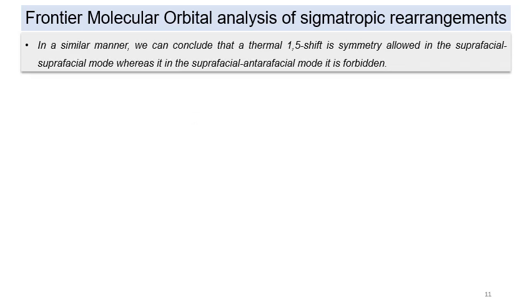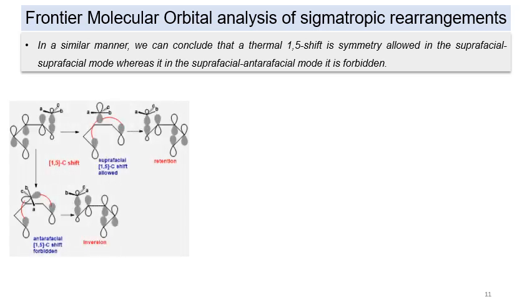What about the thermal 1,5 shift? The thermal 1,5 shift is symmetry allowed in a supra-supra mode, whereas in the supra-antara mode it is forbidden. Again, why? Because of the overlaps in the transition state. So you can see here in the supra-supra you are seeing bonding overlaps, whereas in the supra-antara you are seeing an anti-bonding overlap.